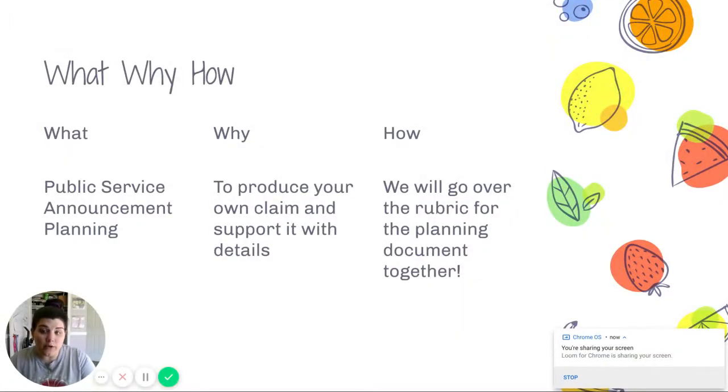So, what are we doing? We are working on a public service announcement. I'm going to take you through some steps to create a really strong PSA and to do the planning so that you are able to come up with a claim and support it with details and research. We're going to go over a rubric for the assignment together just so that you have an idea of what needs to be in there.